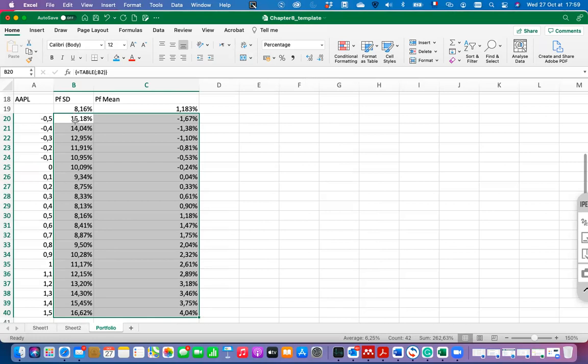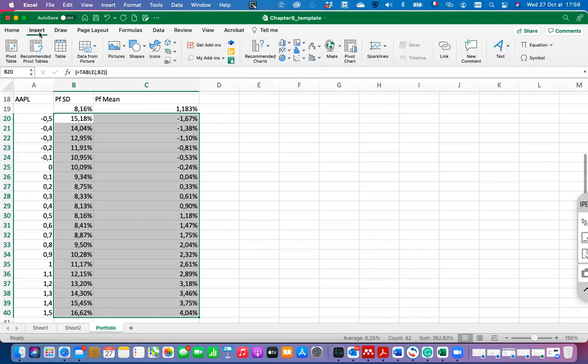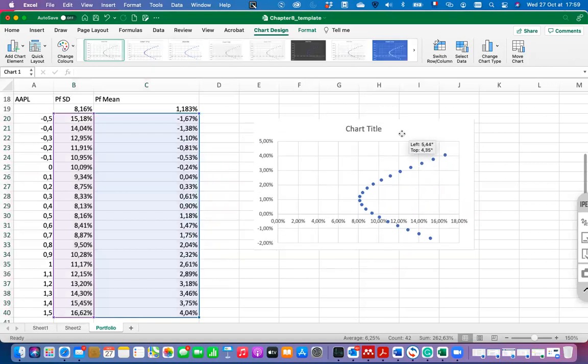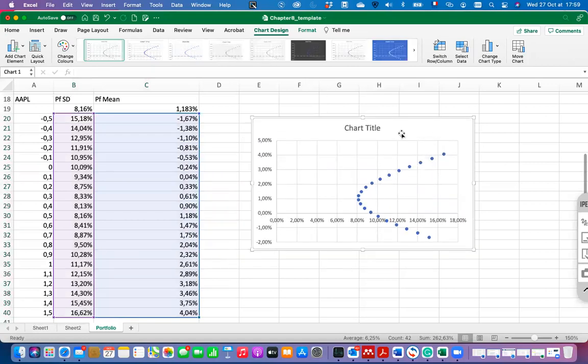So first you have to select all the possible standard deviation and average return for the portfolio. Once you have done this, you go to insert, you go to recommended charts, then you go to scatter, then you click on it. And this is the shape of the Markovitch efficient frontier that you have examined or studied in the portfolio management course.